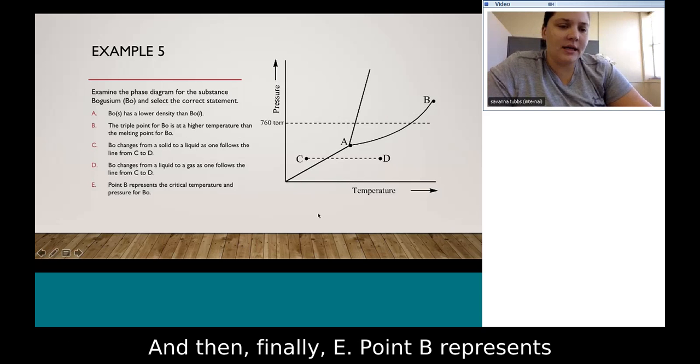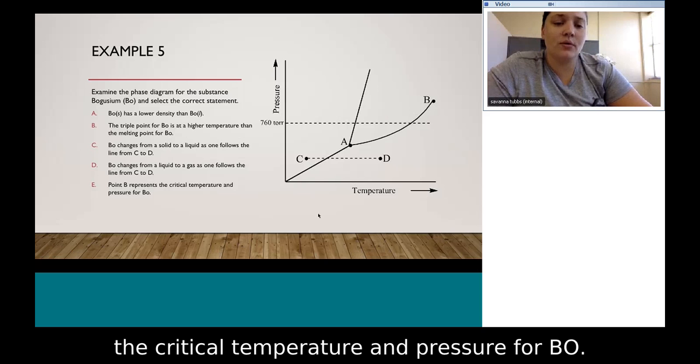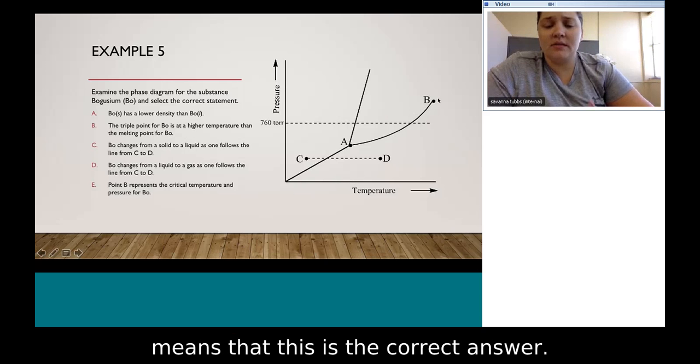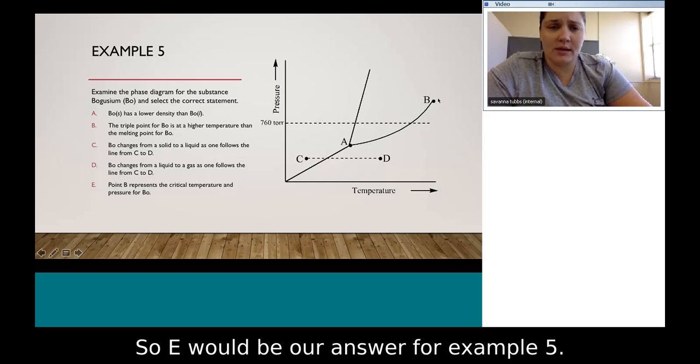And then finally E, point B represents the critical temperature and pressure for BO. So this is our critical point, which means that this is the correct answer. So E would be our answer for example 5.